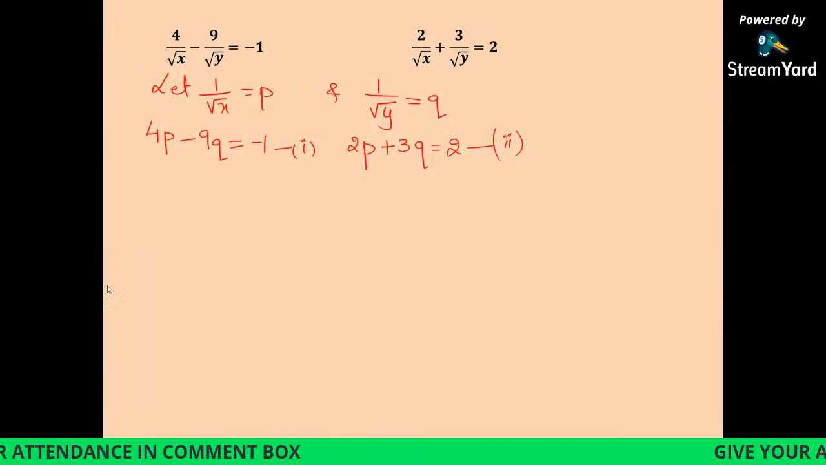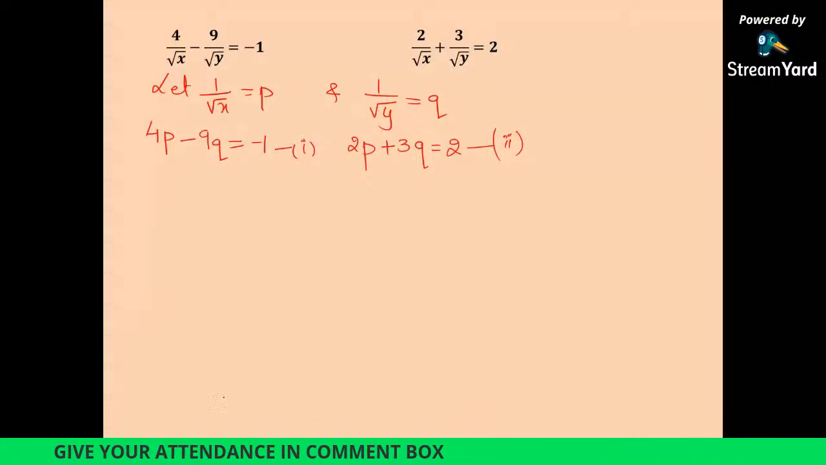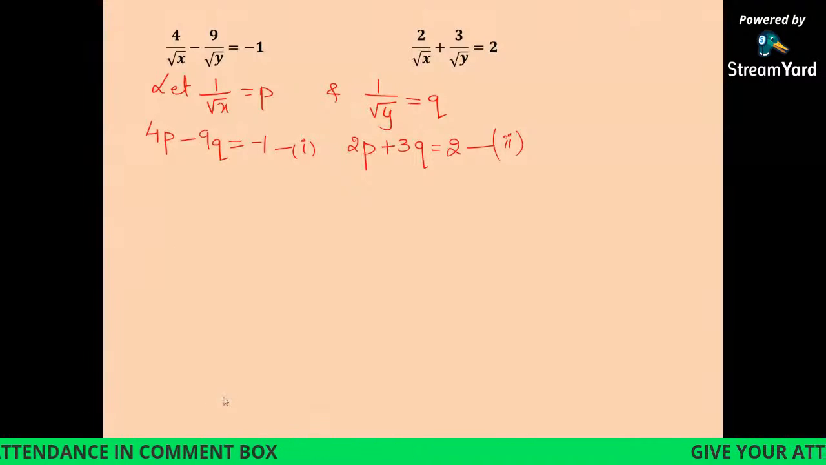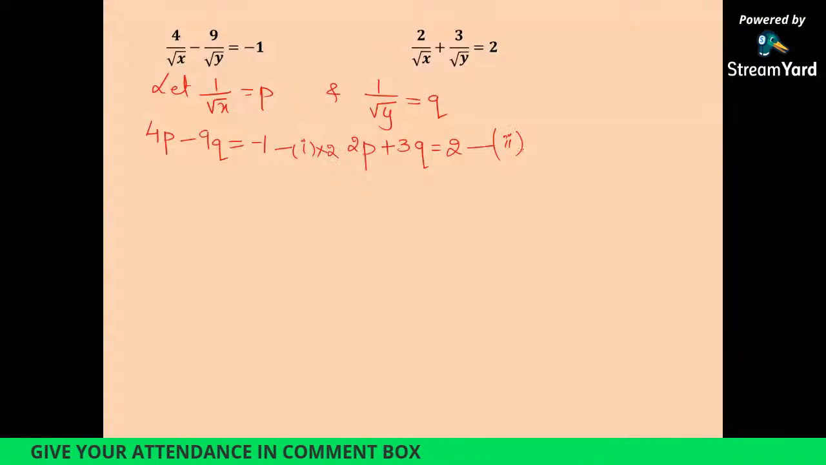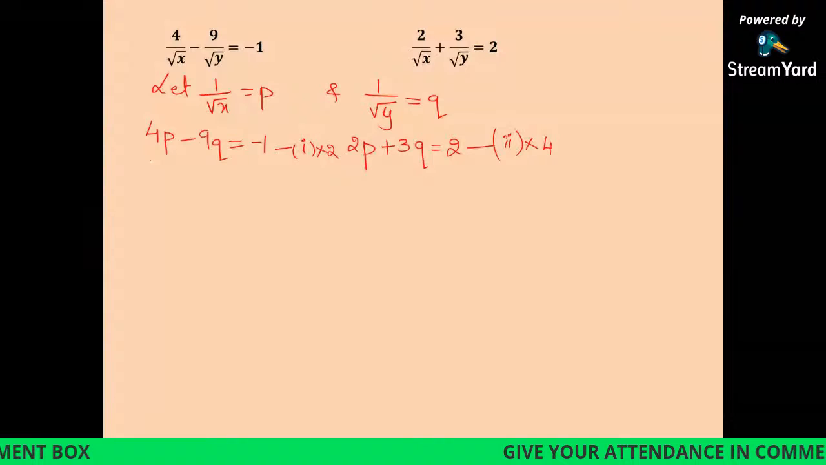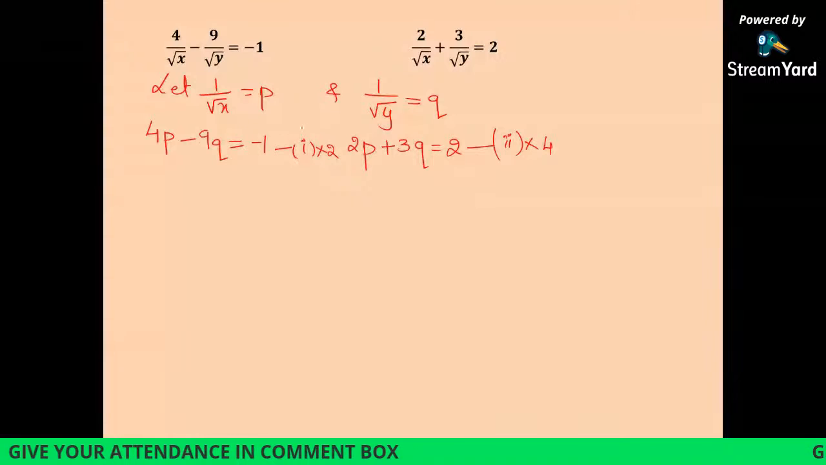Again we will follow the elimination method, which will be easier for you. Here you see 4p and 2p, the coefficients of p. To make them equal, I am going to multiply the first equation by 2 and the second equation by 4, right? You can write one more step, but I am skipping that step. It's better to write one more step there.